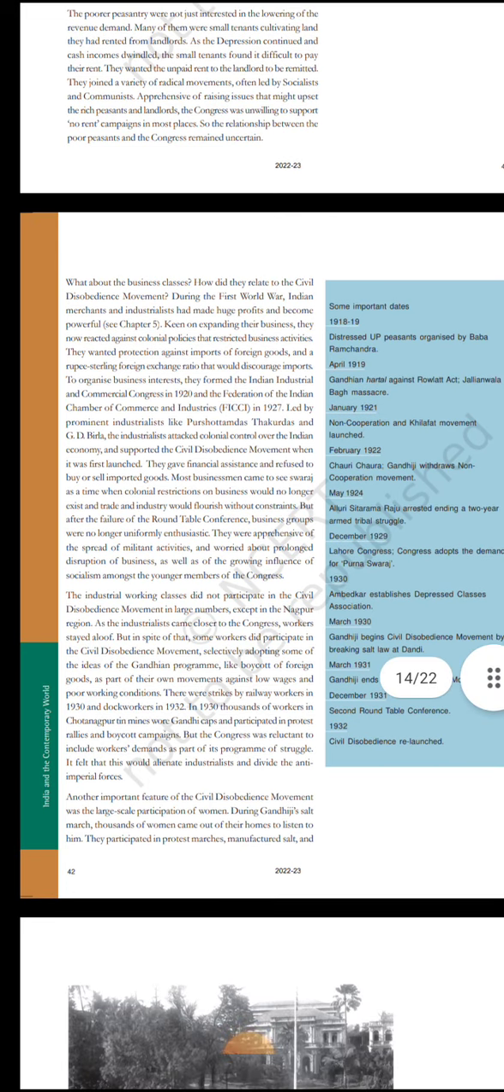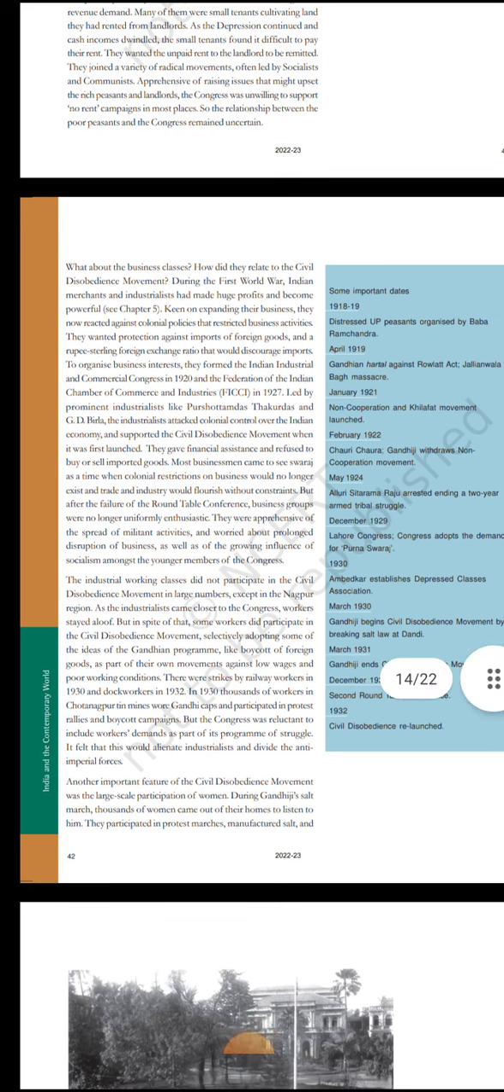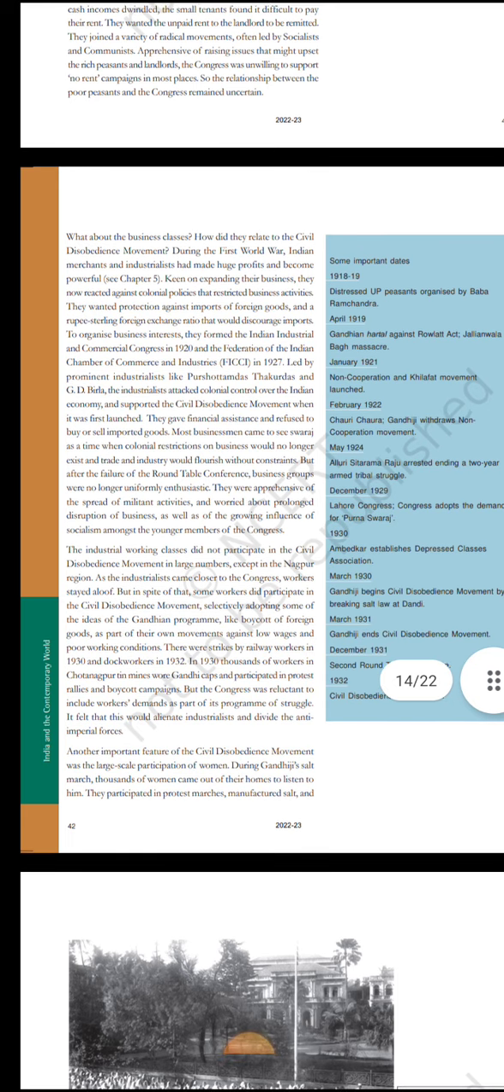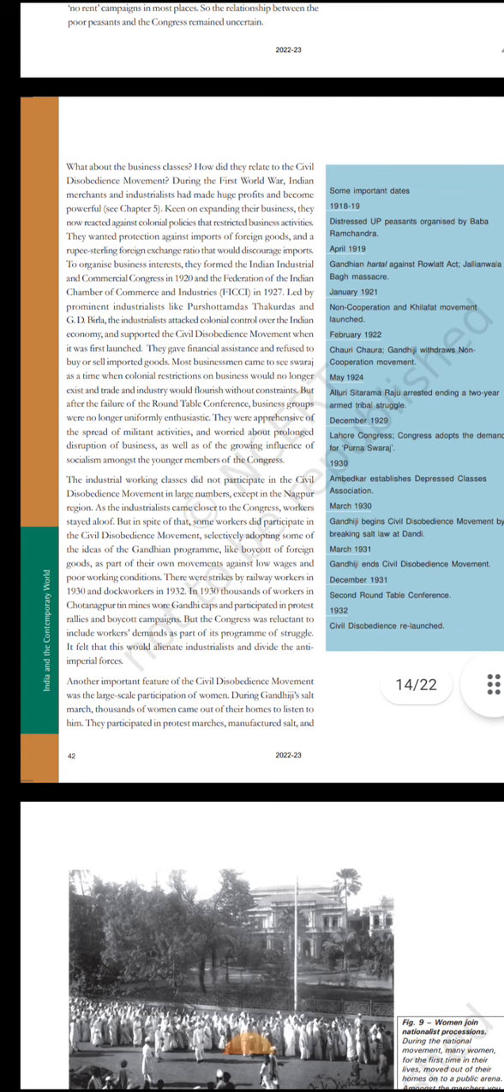Some federations were also formed, such as the Indian Industrial and Commercial Congress in 1920 and the Federation of the Indian Chambers of Commerce and Industries, that is FICCI, in 1927. They believed that colonial restrictions should not be imposed on them, and were worried about prolonged disruptions of business.